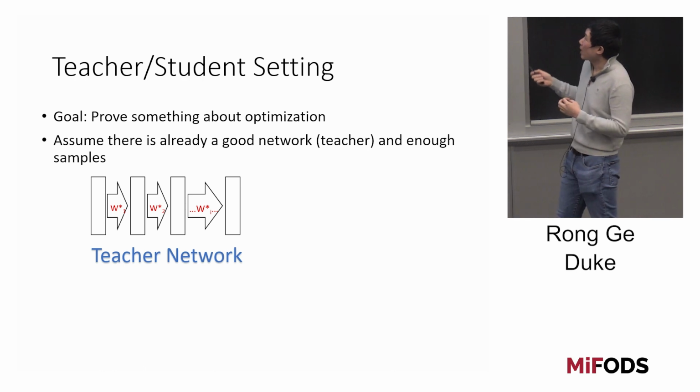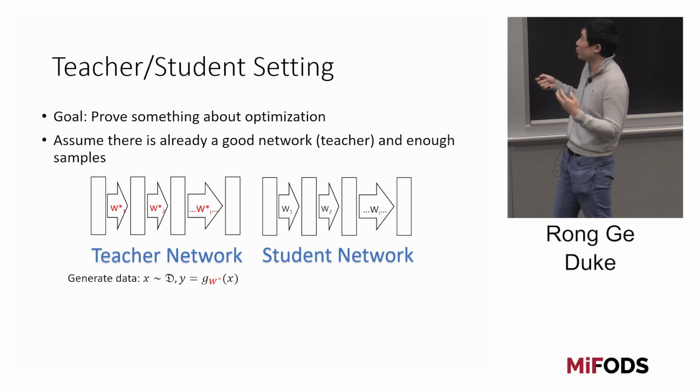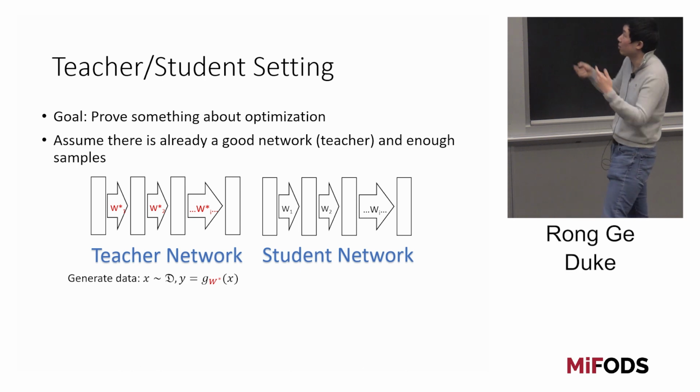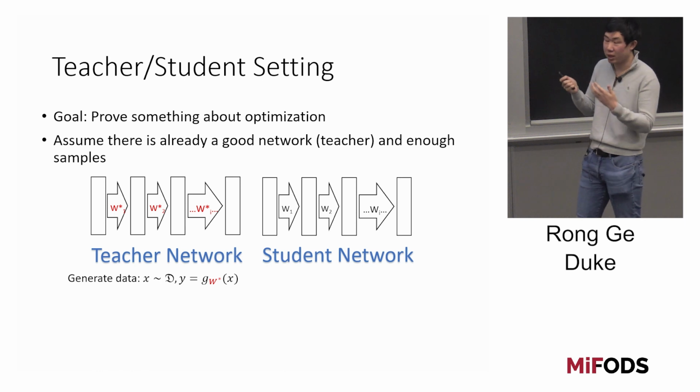So the teacher network is going to generate the data. We think of the xy pairs as coming from x from some unknown distribution d, and y comes from the teacher network applied to this input x.